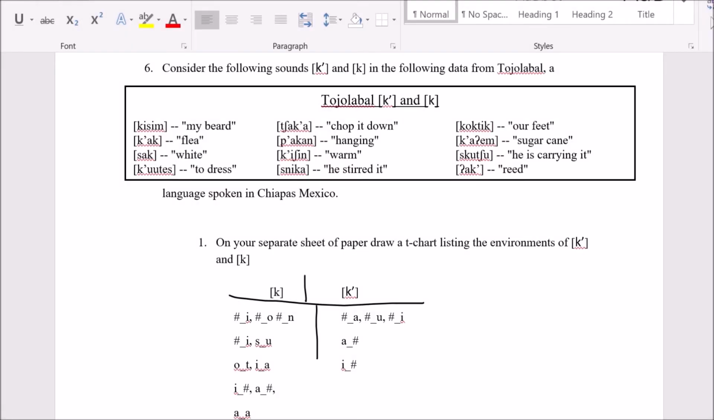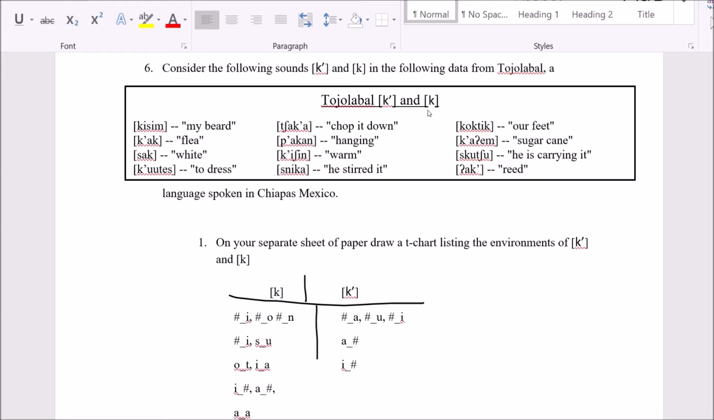So now that we have finished Korean, let's look ahead at Tojolabal. Jump ahead to example number 6. We have 2 from this language. It is an indigenous language spoken in Chiapas, Mexico. And in number 6, we are looking at 2 sounds. This is called an ejective, so it makes that sound. And then we have the k that we are all familiar with from English.